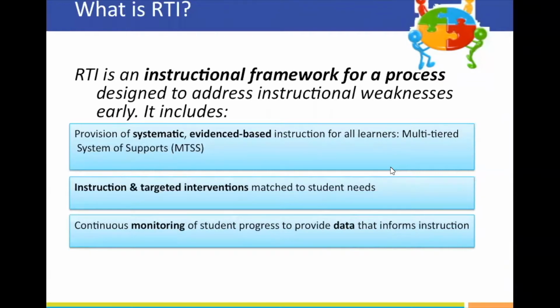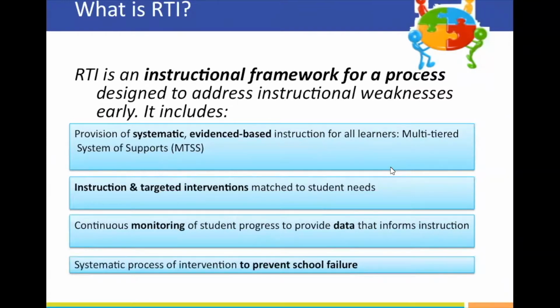Continuous monitoring of student progress to provide data that informs instruction. And a systematic process of intervention to prevent school failure. Key in this framework is the word systematic. RTI gives schools the scaffolding to make this work happen.